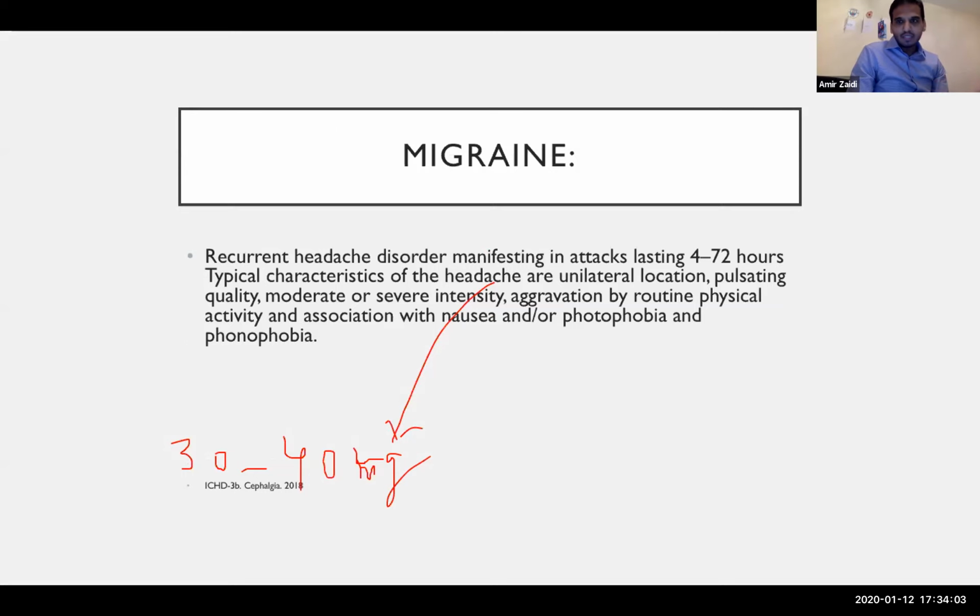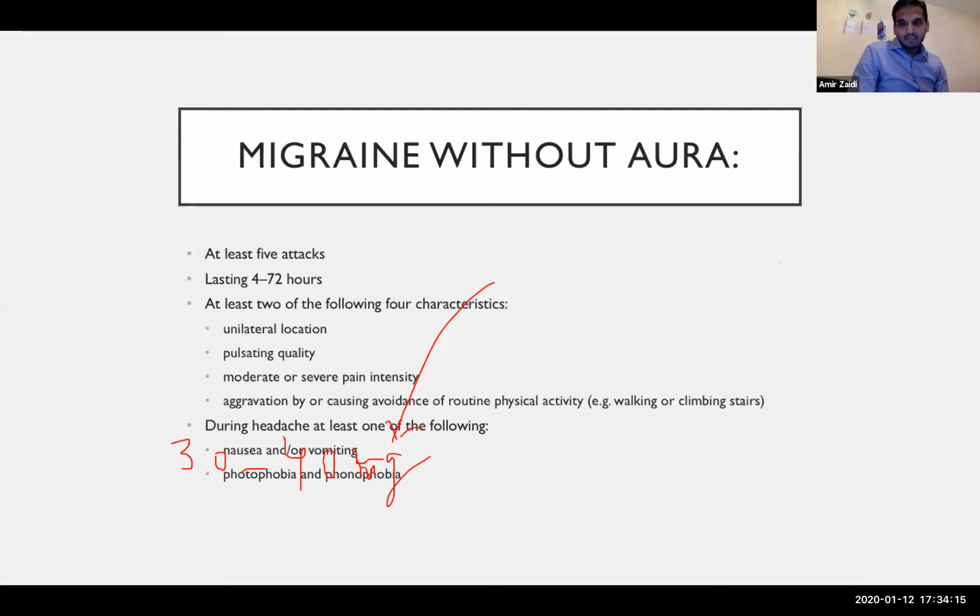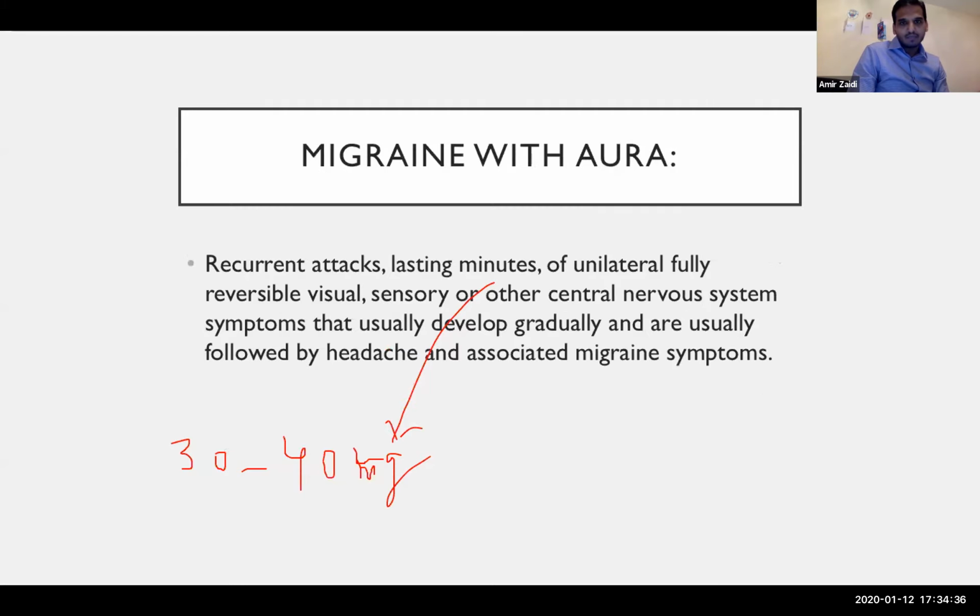And as opposed to tension type headaches, migraine does affect the routine physical activity. It gets aggravated by the physical activity. The other features, nausea, photophobia, phonophobia, are very common in migraine. The most common migraines are without auras. Migraine without aura criteria is lasting from 4 to 72 hours, one-sided pulsating pain, moderate to severe, and as previously said, aggravated by physical activity. And nausea, vomiting, and both photophobia and phonophobia.